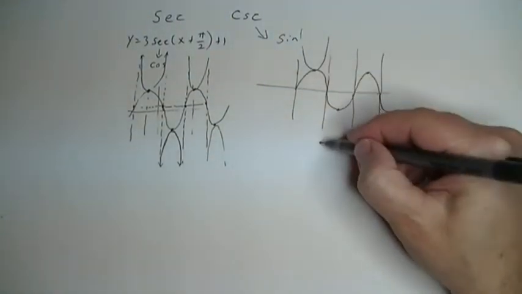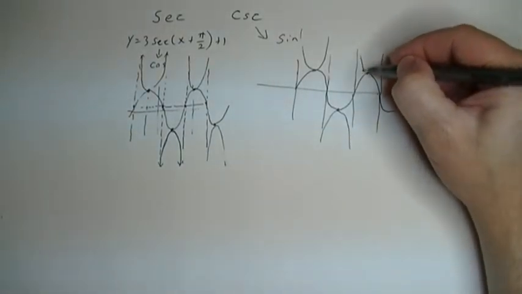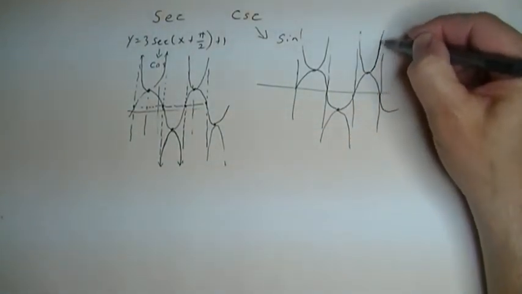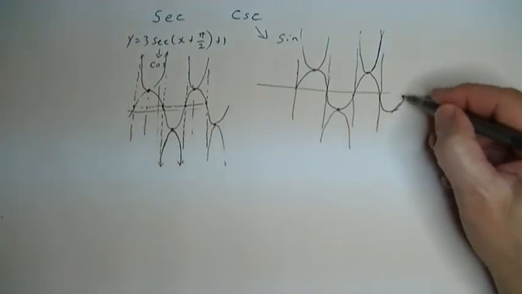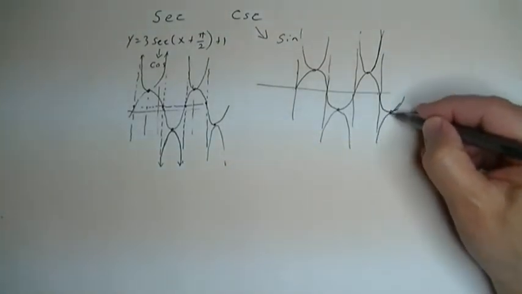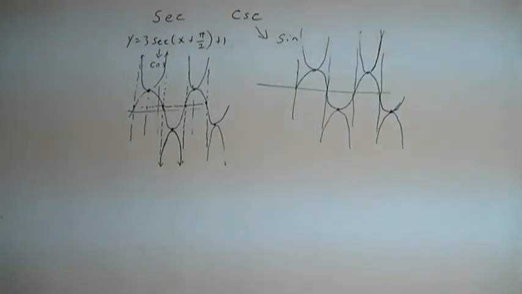And again, just drawing these kind of inverse. They're really not parabolas. But since I can't draw a parabola anyway, I can get them close enough doing that. That's how I suggest you deal with these secants and the cosecants.